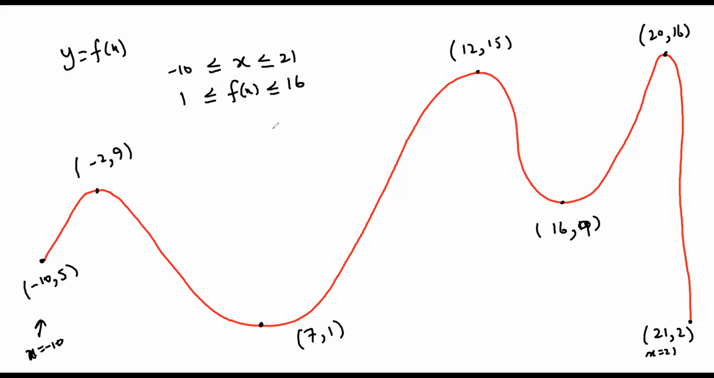Some people confuse this with the starting point. They say, oh no, since x is starting from -10, the range should also start from 5. That is not the thing. You have to look at all this curve, and then see what was the least value within this interval.